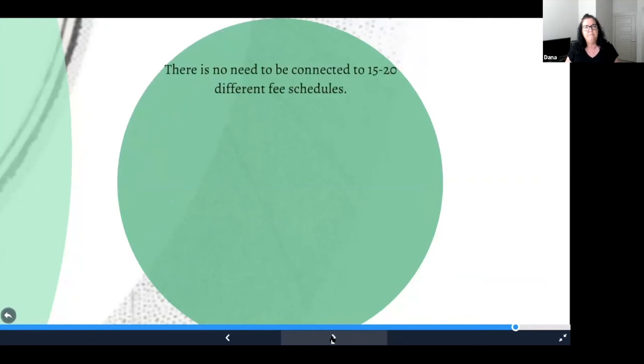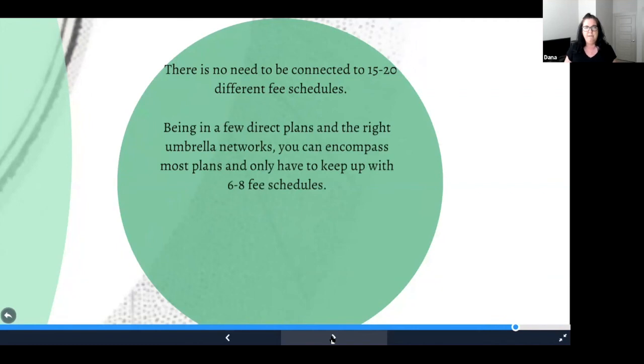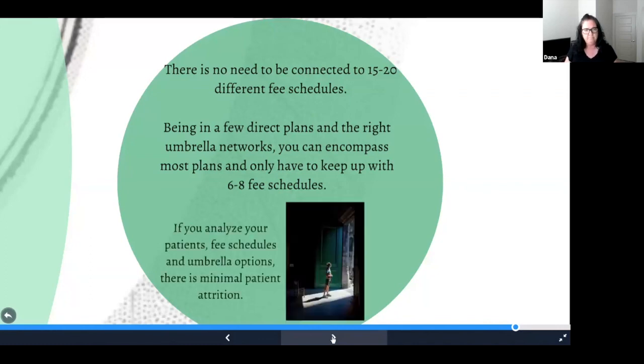All right. So there's no need to be connected to 15 to 20 different fee schedules. Okay? Being in direct network with a few and the right umbrella plans, you can encompass most of the plans in 6 to 8 fee schedules. Again, I'm going to give you 9 if you want to be in United Concordia. I'm fine with that. But we can encompass most of your patients with that many fee schedules. Okay? If you analyze your patients, your fee schedules, and your umbrella options, there can be minimal patient attrition, meaning I'm not going to lose a patient out the back door because I chose to completely go out of network.